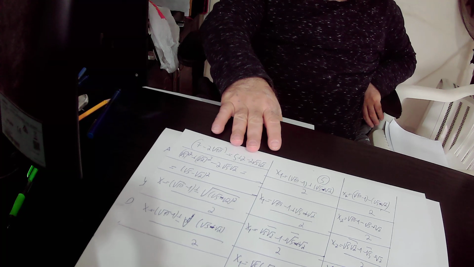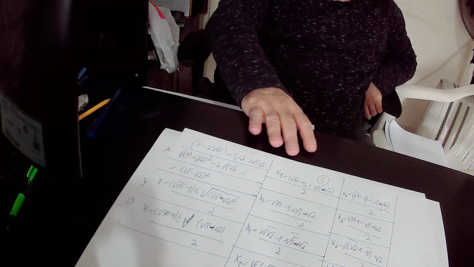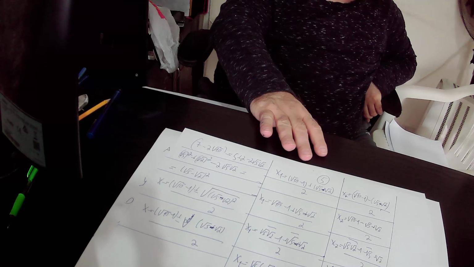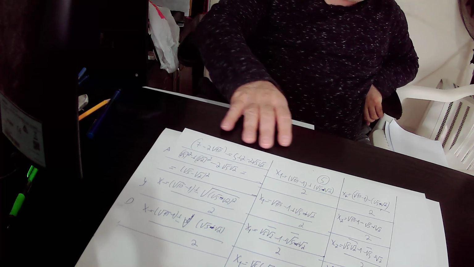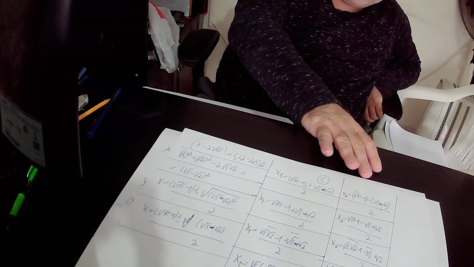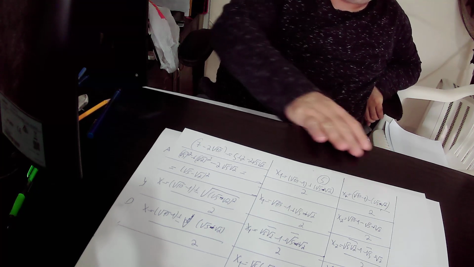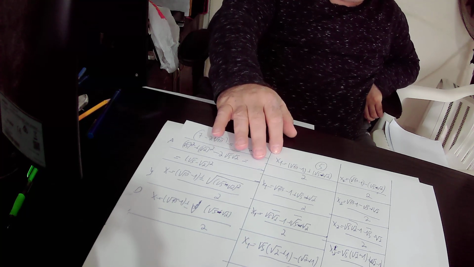So the first solution is x1 equals minus square root of 10 minus 1 plus square root of 5 minus square root of 2 over 2. And the second solution is x2, that is actually square root of 10 minus 1 minus square root of 5 minus square root of 2 over 2. So we will continue with the first solution, x1.